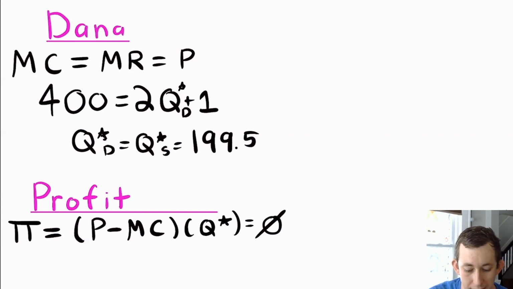Dana is going to set the price equal to her marginal cost, so 400 is equal to 2Q plus 1. I'm going to do the math, and Dana is going to produce the same amount as Samantha, so that's Q Dana and Q Samantha. Each is going to produce 199.5 smoothies, because remember, in our world, we can divide smoothies as much as we want. Profit in a perfectly competitive market is just price minus marginal cost, which we know are the same thing, so that shows that our profit is 0.